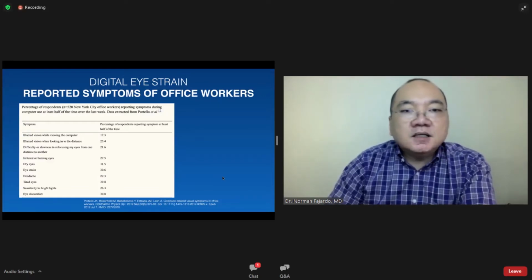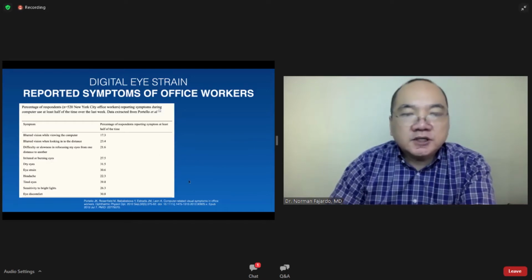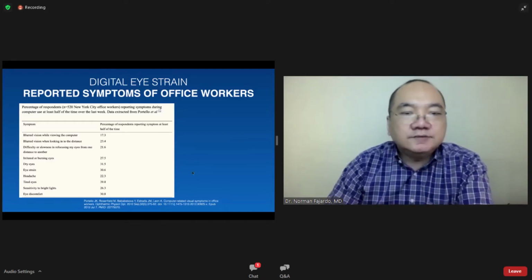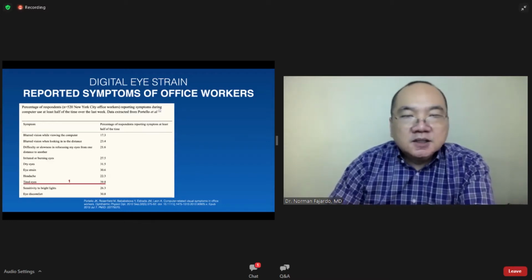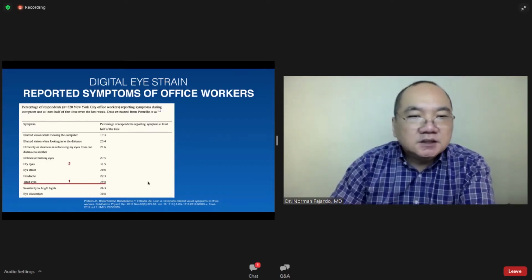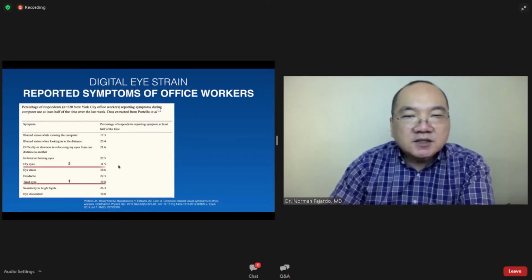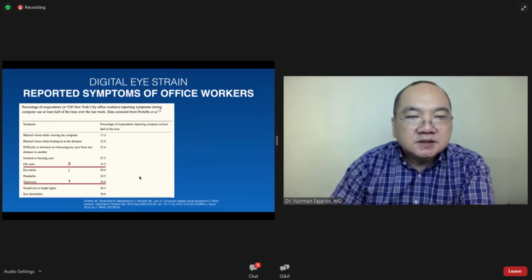This is a table of reported symptoms of office workers in New York. It was done in 2012. The most common reported symptoms of these subjects are, number one, tired eyes in 39.8%. Number two, dry eyes in 31.5%. Eye strain in 30.6%, and eye discomfort in 30.8%.